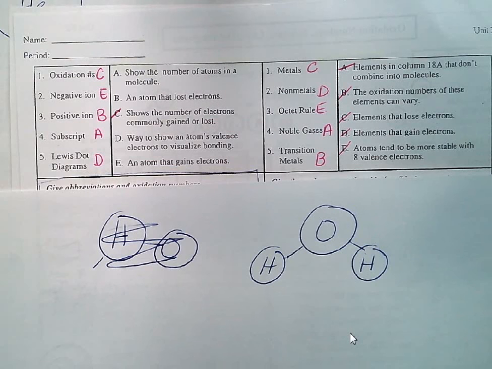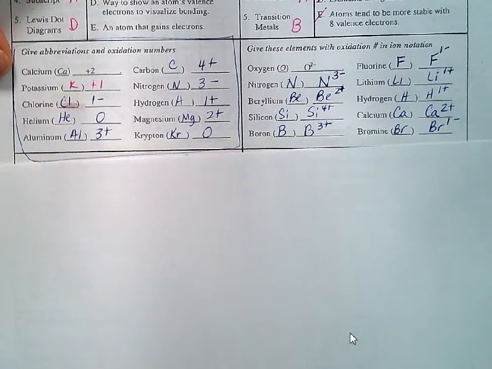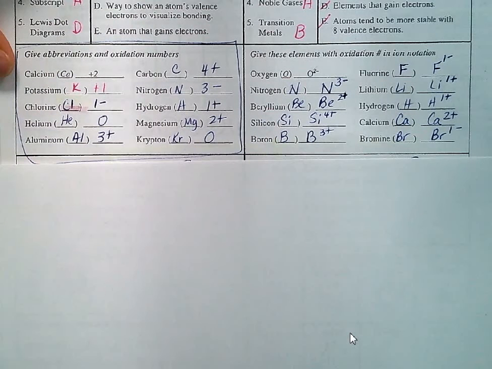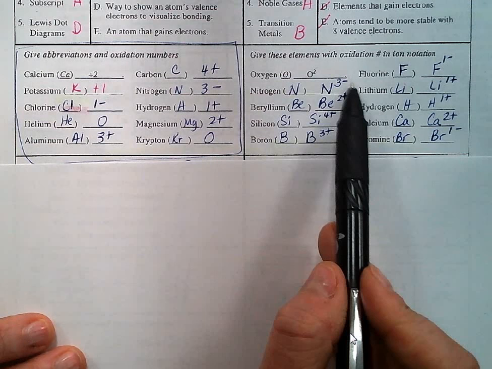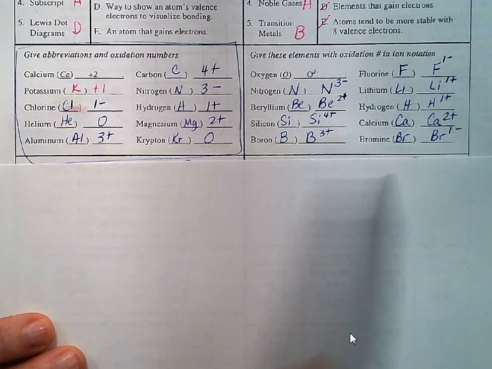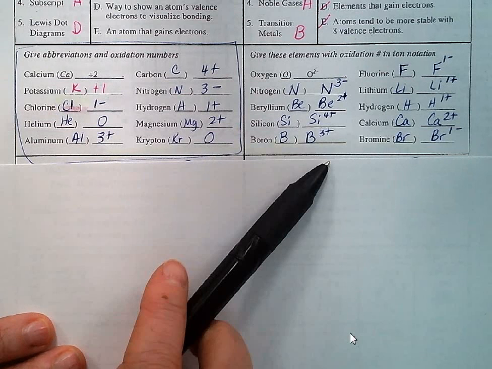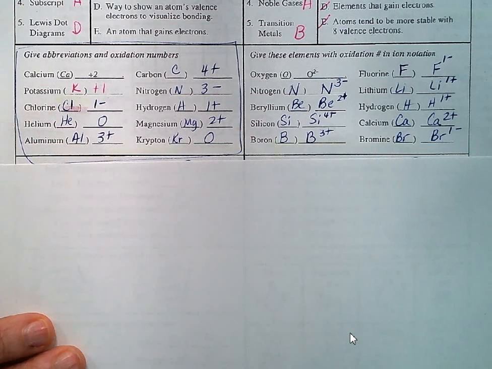All right, the next section here is the oxidation numbers. So these are oxidation numbers here, and this is how it's written with an exponent, like as an exponent. The correct ion notation is what that's called. So pause and fill in or check it. If you have questions, come see me.